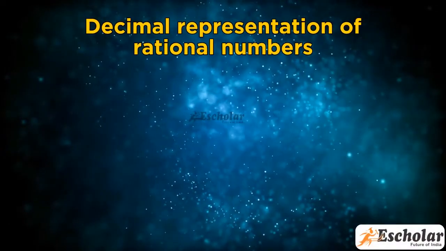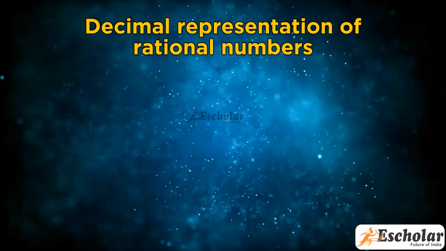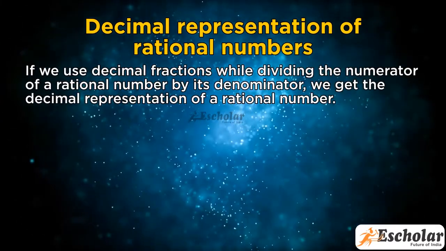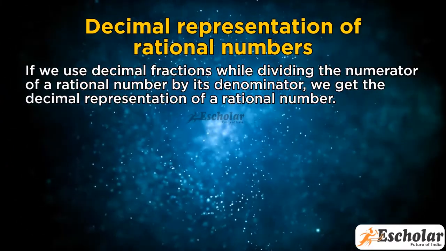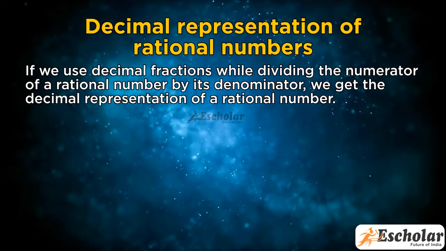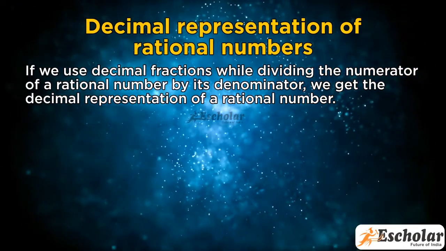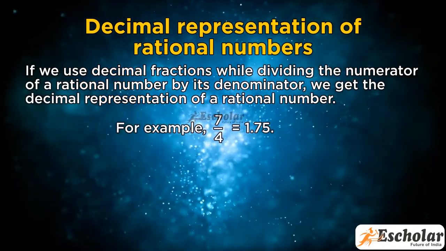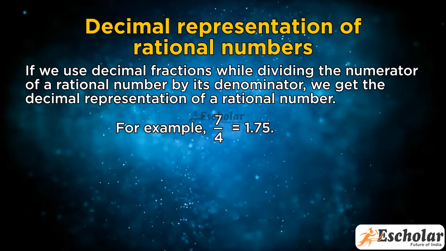Let's learn decimal representation of rational numbers. If we use decimal fractions while dividing the numerator of a rational number by its denominator, we get the decimal representation of a rational number. For example, 7 upon 4 is equal to 1.75.